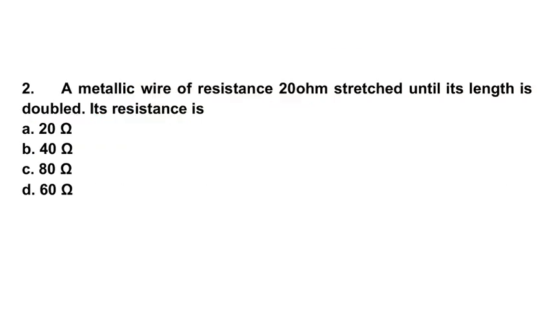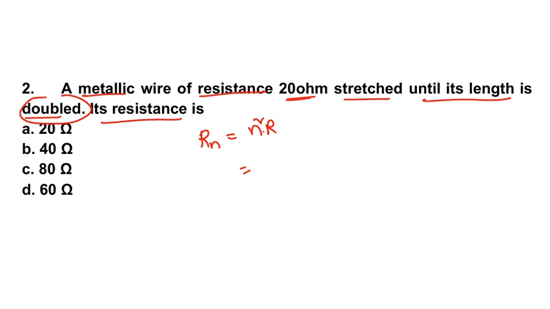The first question: a metallic wire of resistance 20 ohms is stretched until its length is doubled. Its resistance is? In the previous video I discussed the formula for this question. The new resistance equals n squared into the old resistance. You can use the same formula here. n means here it is getting doubled. Just substitute here. It is double, so it becomes 2 whole squared into the resistance given, 20. So 2 squared means 4, 4 into 20, you are getting 80 ohms.